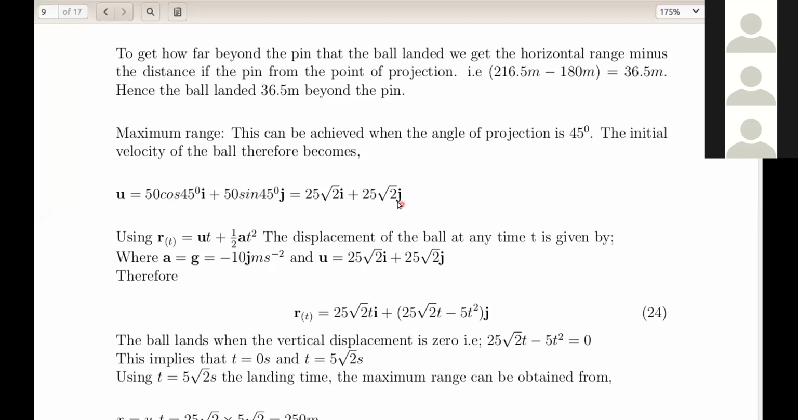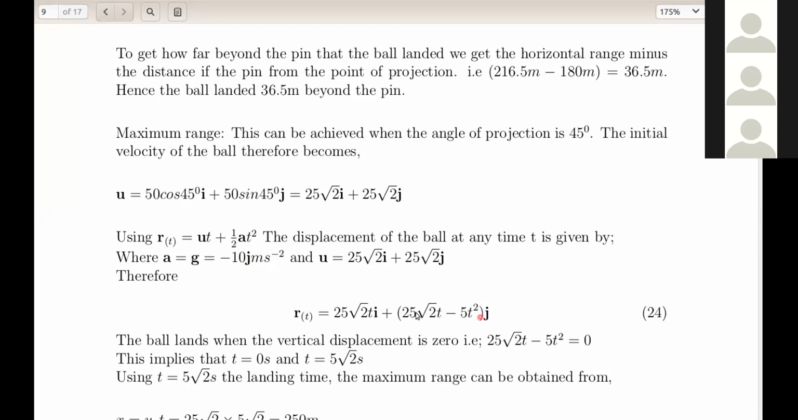So the displacement of the ball at any time t would now be given as the position vector of the ball at any time t, u is the initial velocity, but in vector form, which is this one, plus a half a t squared. So when I substitute u as this one into this equation, and then my acceleration due to gravity into this equation, I should get the position vector at any time t as that.